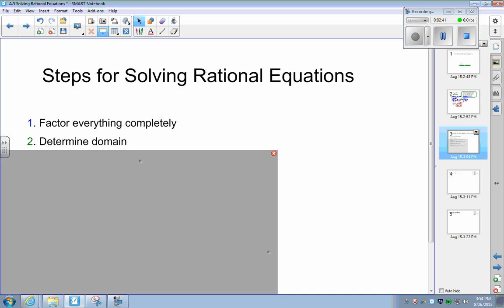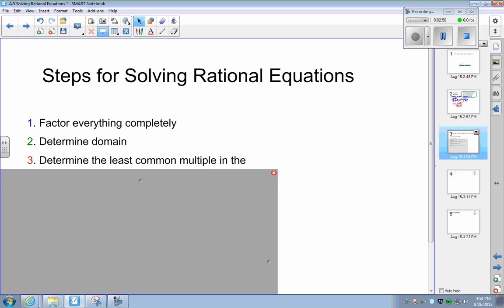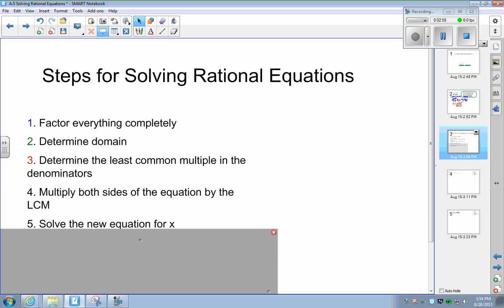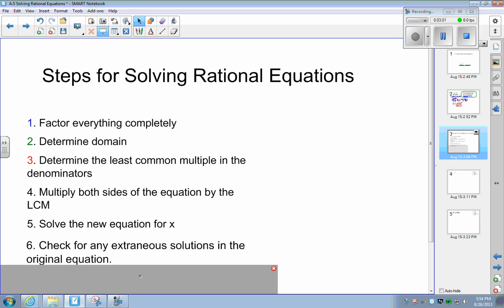Step 2, determine what the domain is. That's where we look at the denominators, find out where x makes the denominator equal 0, and say that doesn't exist in our domain. Step 3, determine the least common multiple in the denominators. That's kind of like what we worked on in the last slide. We're going to multiply both sides of the equation by the LCM, solve the equation for x, and check for any extraneous solutions. So when we're working with quadratics in these rational equations, we got to make sure that all x's work out in our rational equation.